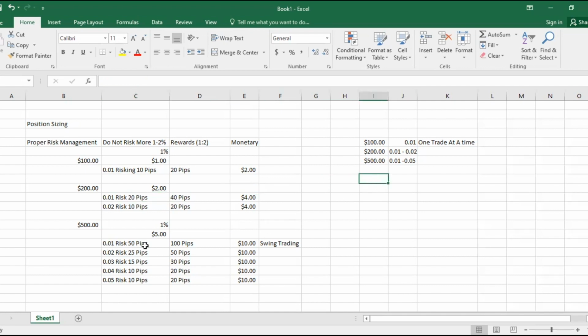So in this scenario as well, we are assuming you are taking one trade at a time. So you can either have a trade of 0.01 and you risk 50 pips.